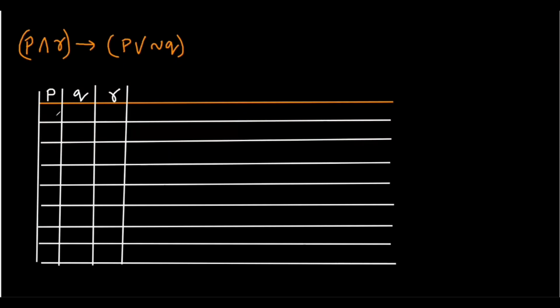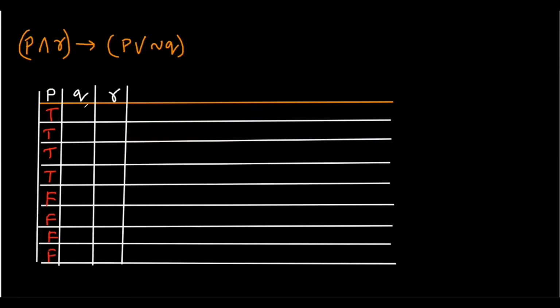So as you know, how do we fill this? The first 4 you write T in the first column for P. Then F, F, F, F. The next 4 you write all false.